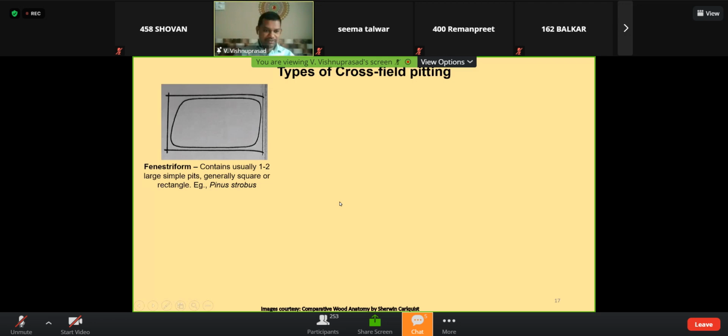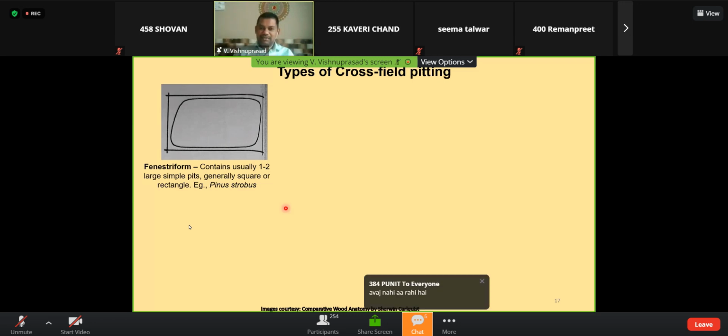Okay. So sorry for the disturbance, everyone. Let's continue. So I was talking about cross-field pitting. The first type, as I said, is just 1 to 2 large simple pits, as you can see in the diagram, which are square or rectangle. Example is Pinus strobus. Similarly, the other type is called piceoid pits. As you can see in the diagram, the structure is very different. The pits have borders which are narrow, but at the same time, there are narrow slit-like apertures present on the pits. Examples are Picea and Cedrus.